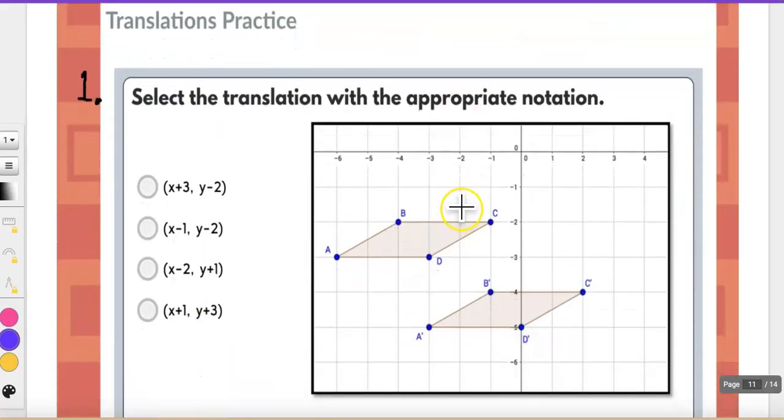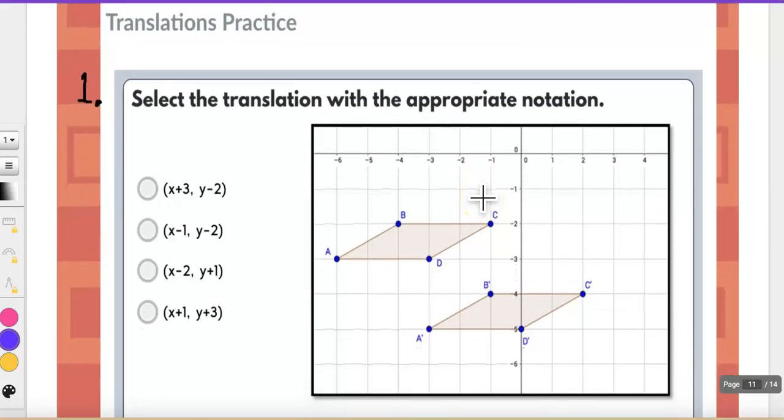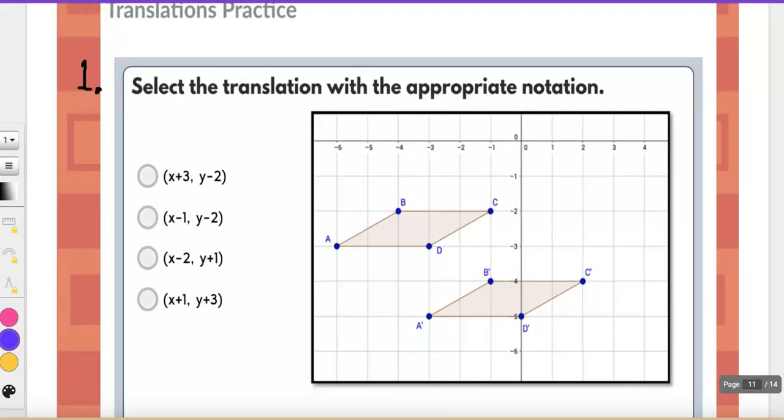So let's do some practice problems over here. Alright. So it says select a translation with the appropriate notation. I will pause the video and I want you to read this question, take your time, 30 seconds, and then we figure out what is the correct answer. Okay, pick your choice.